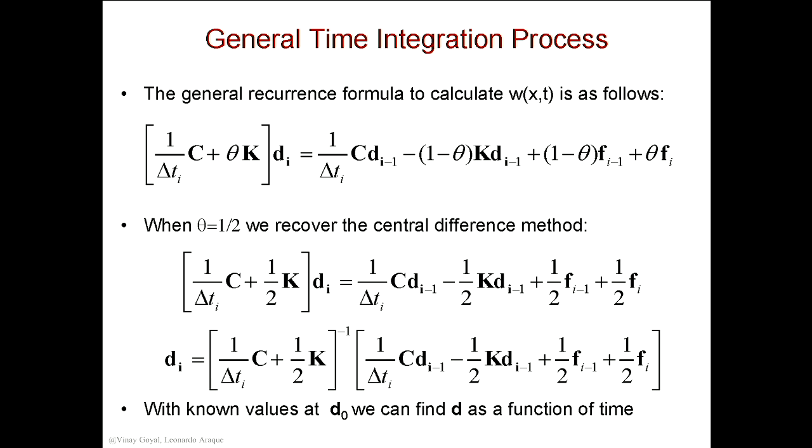But now I know fi. I know fi currently. I know fi minus 1 previously. I know di minus 1 previously. I know k. I know c. I know all this stuff. The time step, you decide that. And then I know the new value of d today, right now, at this point in time. Okay, any questions?